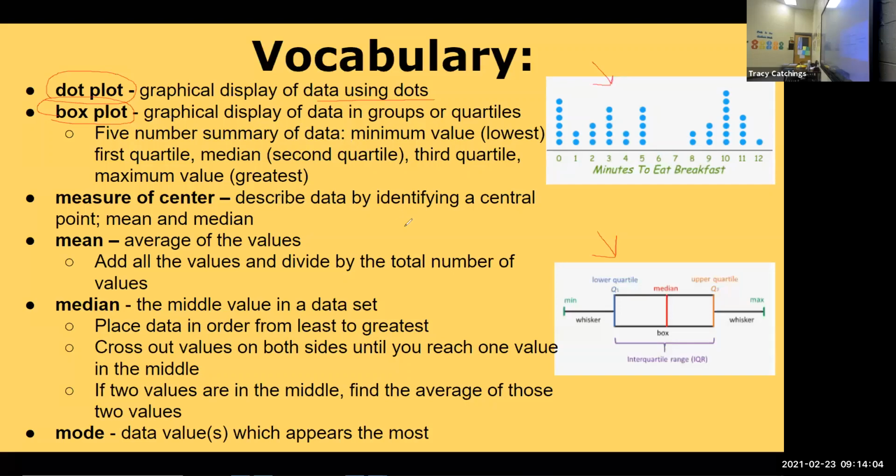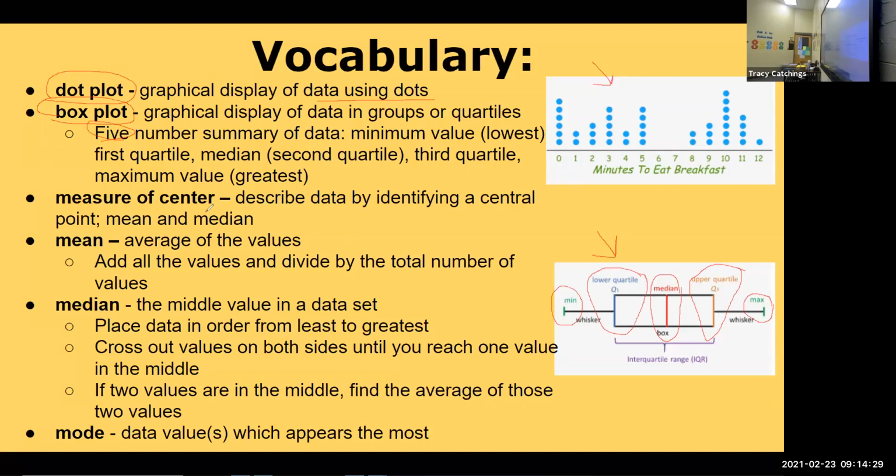Box plots always have these 5 pieces. You have the minimum value or the lowest. You have the maximum value or the highest value. You have the median of the data set. And then you have the lower quartile, which is the median of the lower half. And then you have the upper quartile, which is the median of the upper half. All box plots have those 5 things.